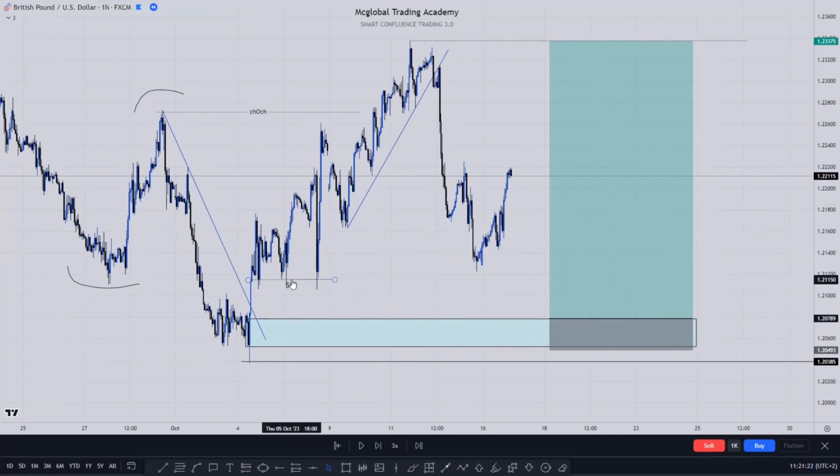Either you could have even put your target here on this liquidity zone, or even right here on the zone where we're anticipating to buy. So you could have maximized on the buys here as well as the sells. The next major opportunity is going to be right here.